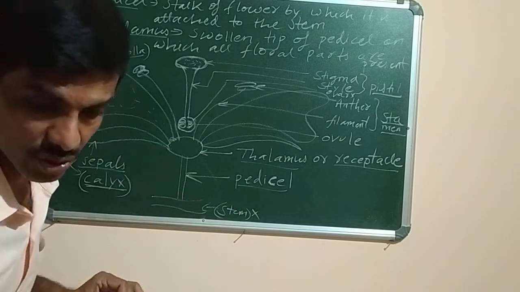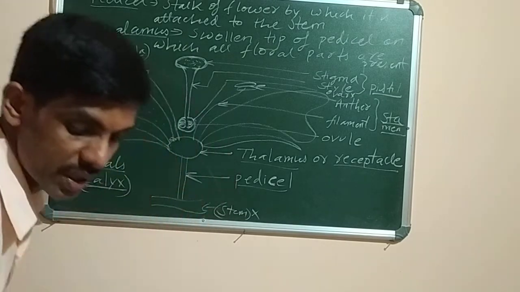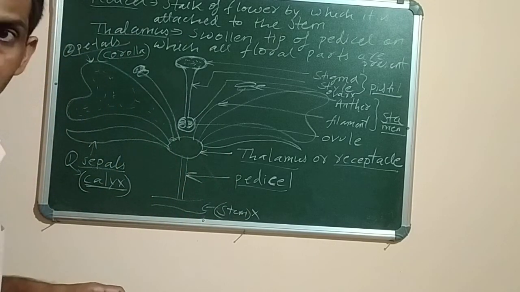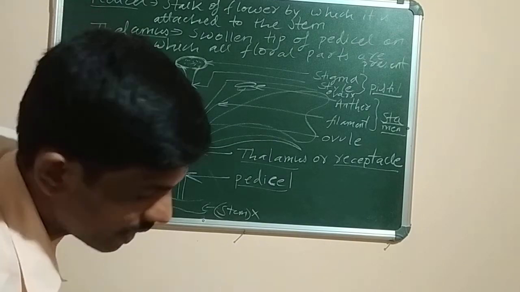Along with the functions also you write, because I have already explained all the functions. Okay. Now next we will study about the calyx, corolla already we have done. That is flowers. I will just say flowers.